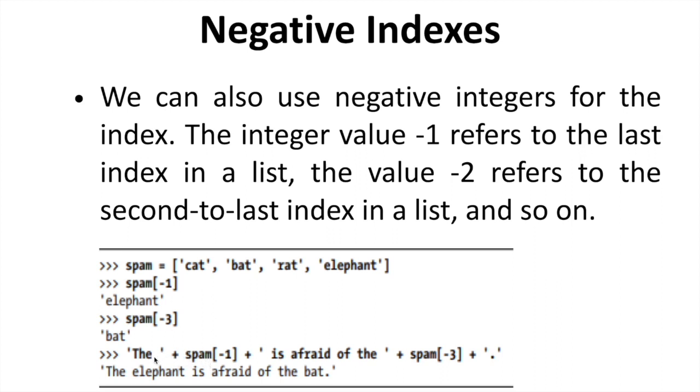So in the same way as here, negative indexes can also be used for concatenation. For example, spam of -1 plus, what is the meaning of it? Spam of -1 is what? Elephant. The elephant plus is afraid of the spam -3. What is spam -3? Bat. So the elephant is afraid of the bat. Getting my point? You can concatenate. It is possible.